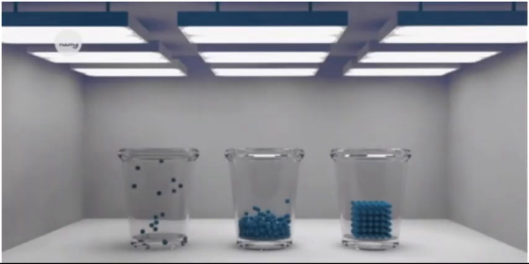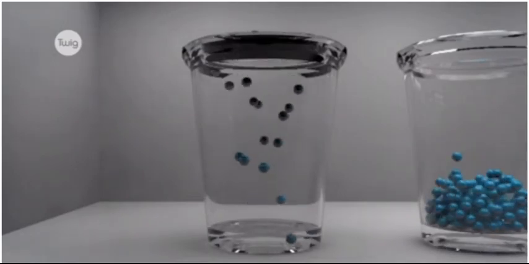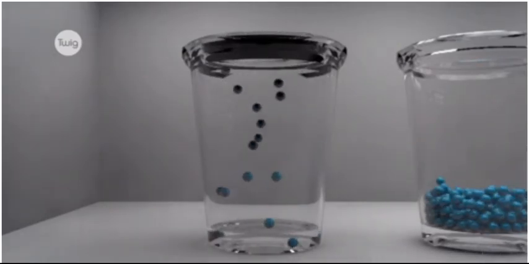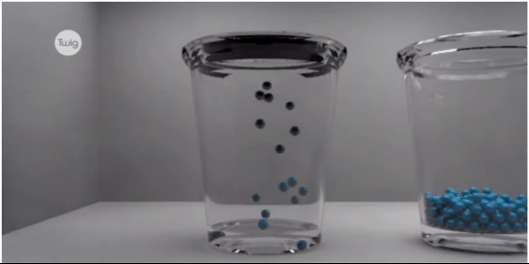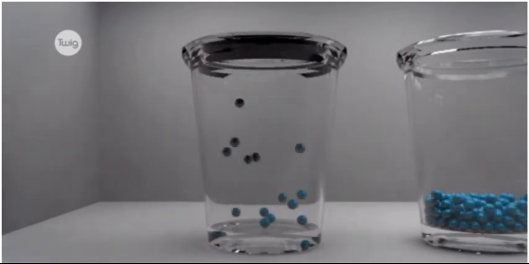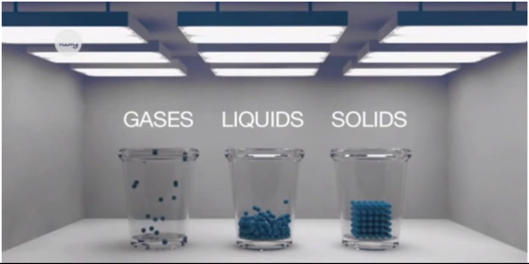Everything is made of tiny particles, which we can imagine as tiny balls. These particles are in constant motion, and there are forces of attraction between them. It's how strong these forces of attraction are that determines what state the matter is in: solid, liquid, or gas.